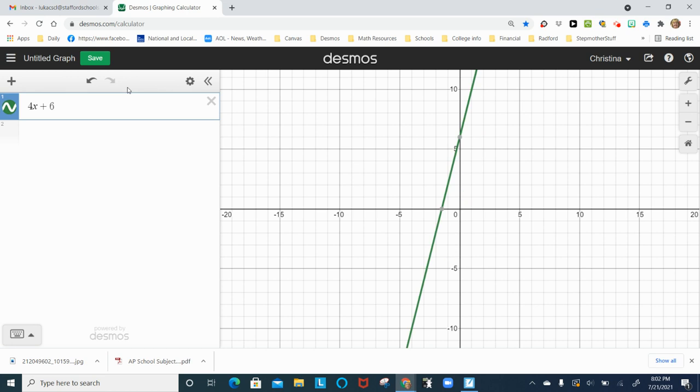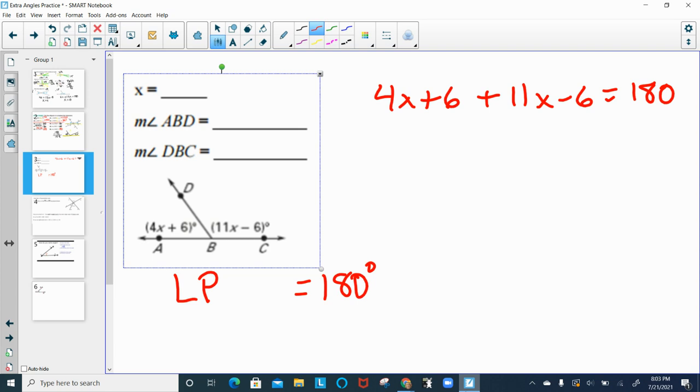4x plus 6 plus 11x minus 6 equals 180. And I'm going to get x is 12. So that's the first thing that they were asking me for. X is 12. Wonderful.